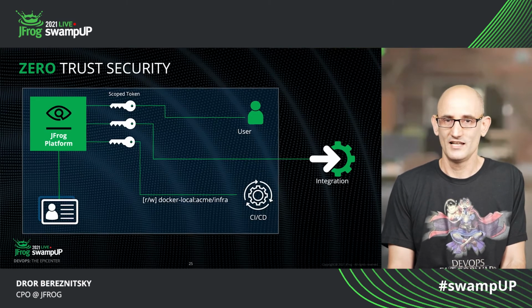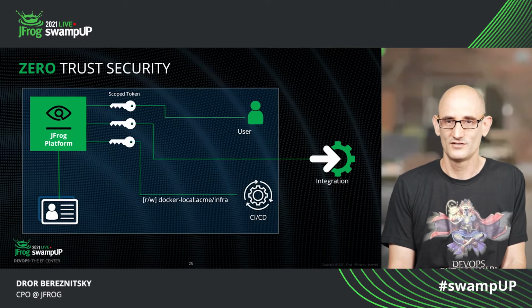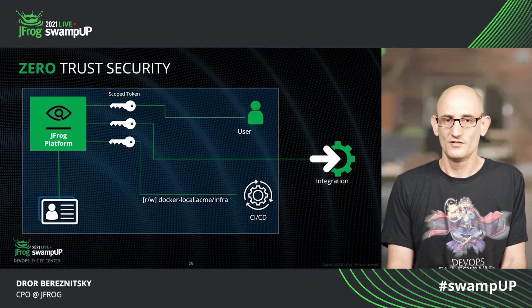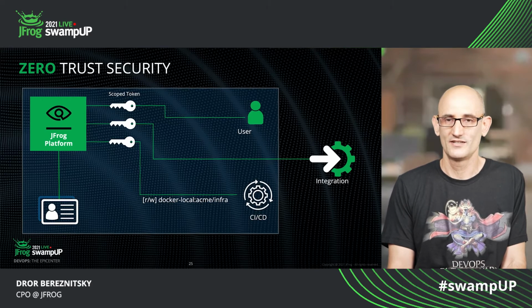To provide this level of protection, we have decided to follow the concept of zero trust security. Zero Trust security is a security concept centered around the belief that organizations should not automatically trust anything inside or outside the perimeter, and instead must verify anything and everything trying to connect to its system before gaining any access. To do so, I'm happy to share that we are extending the security capabilities of the JFrog platform with a new feature that is called scope tokens.